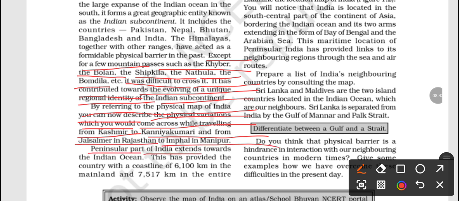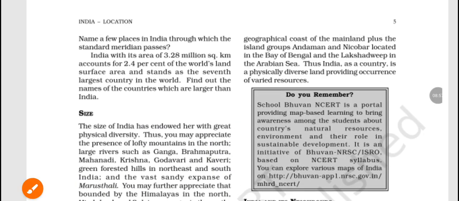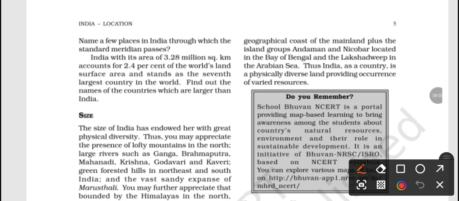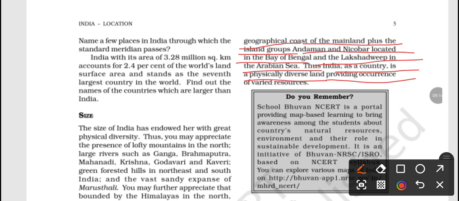The Peninsular part of India extends towards the Indian Ocean. This has provided the country with a coastline of 6,100 km on the mainland and 7,516 km in the entire geographical coast of the mainland plus the island groups, Andaman and Nicobar located in the Bay of Bengal, and the Lakshadweep in the Arabian Sea. Thus India as a country is a physically diverse land, providing occurrence of varied resources.